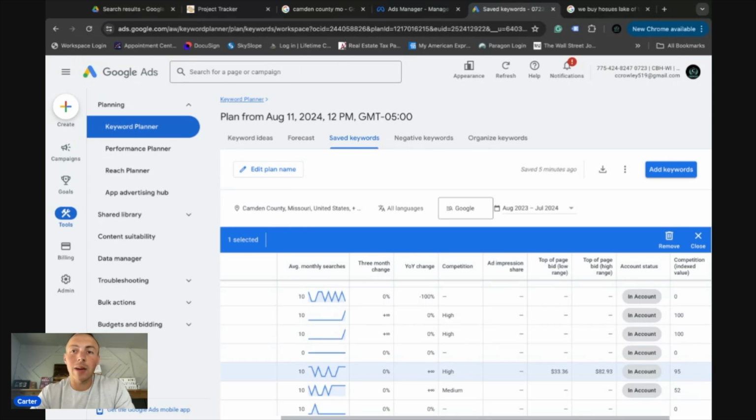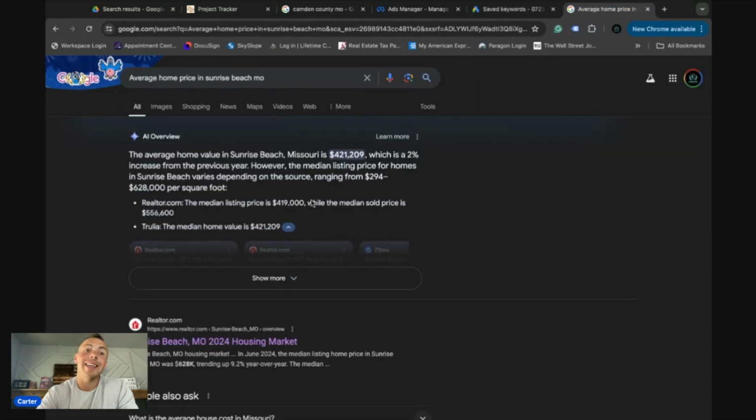But that's the next thing that we want to go into, is what is the typical home price of houses in that specific area. So what I did is, Sunrise Beach, Missouri is a municipality within the Lake of the Ozarks. It's right along the lake. It says the average home sale price is 421,000.